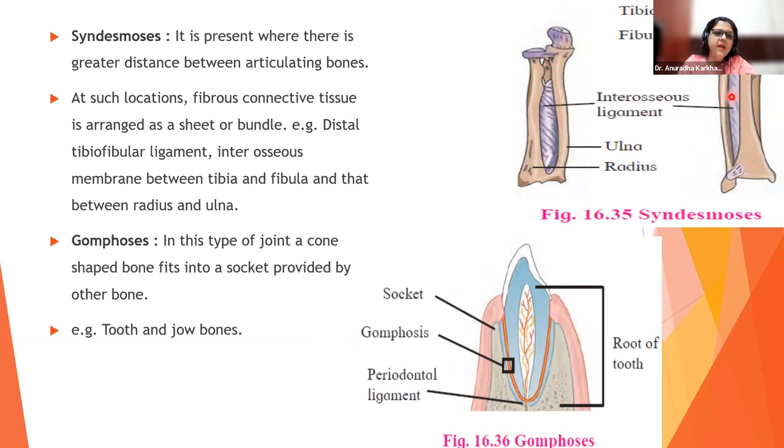Okay, then you have got gomphosis. Naam se pata chalna chahiye. Actually, gomphosis is associated with gums. So in this type of joint, a cone-shaped bone fits into a socket provided by other bone. So here you can see, this is everything about the gomphosis. Okay, example, tooth and jawbone. Very clearly you can see this, right? Ye bone hai beta, ye wala.